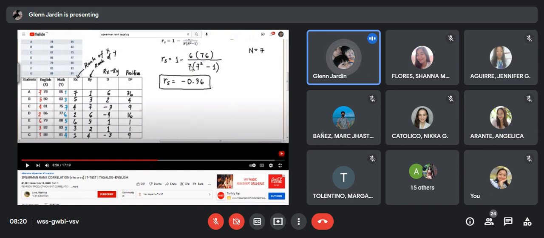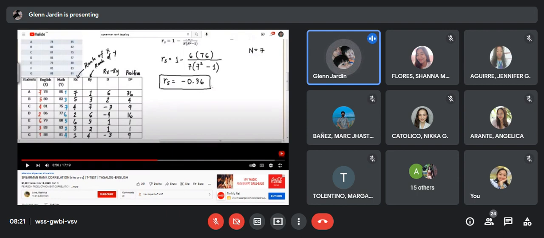Nakikita nyo to, class? Yes, sir. Kasi yung formula in finding Spearman rho, this one is 1 minus 6 times summation of d squared over n times n squared minus 1. Pag inadd mo itong column ng d squared natin, bibigyan tayo ng summation of d squared. Ito yun, 76. Itong 1 constant yan, ang 6 constant din, ito lang magbabago yung n natin.